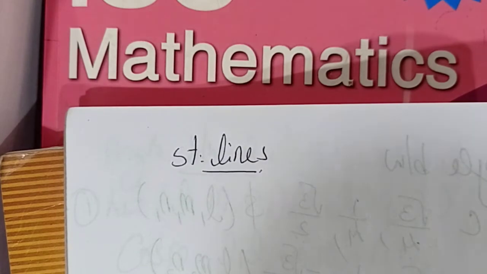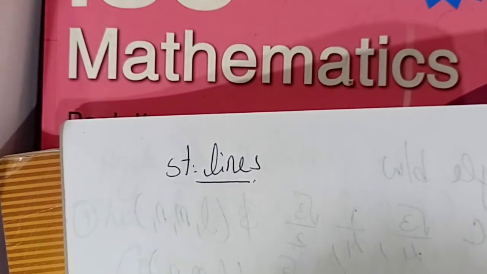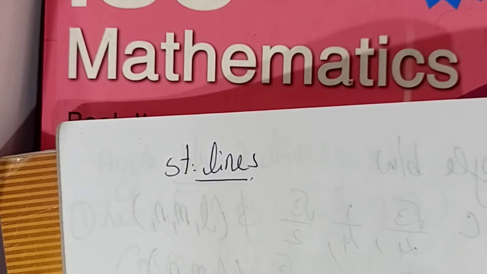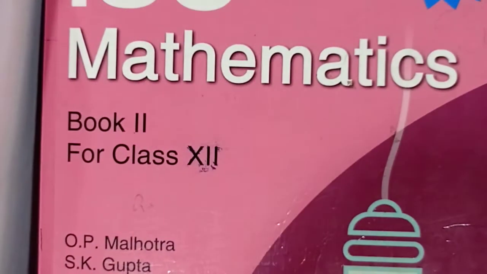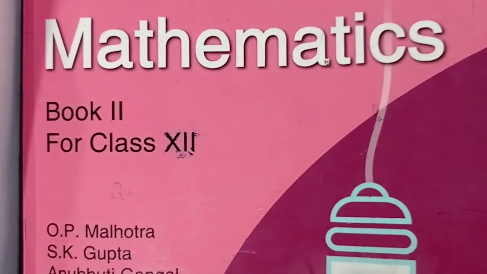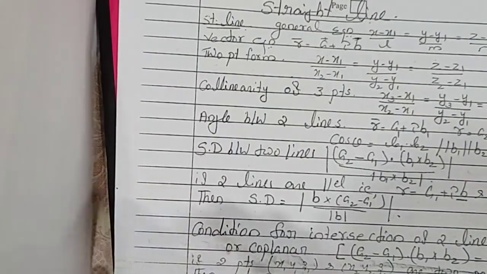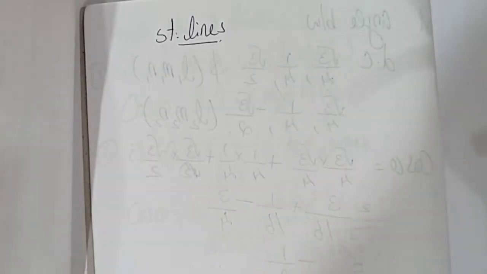The chapter heading is Three-Dimensional Geometry. In the previous class, I discussed the direction cosines and direction ratios. Direction cosine means cos alpha, cos beta, cos gamma, isn't it?